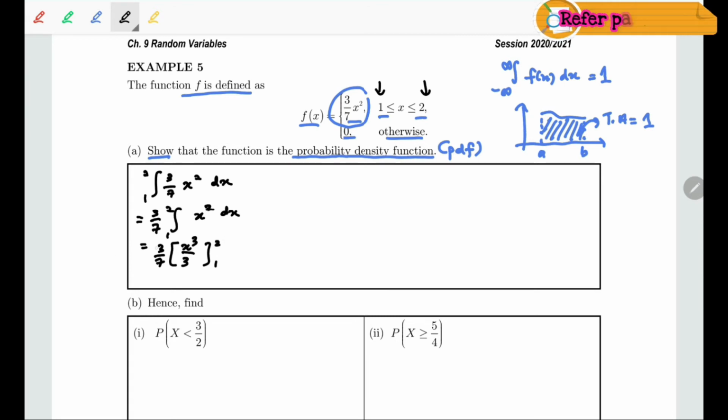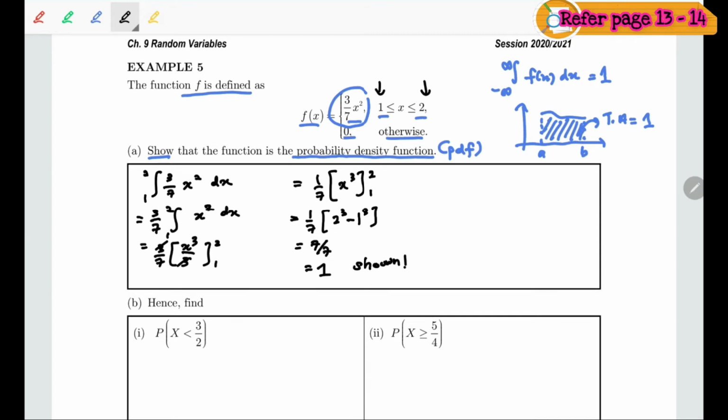Since we have 3, we can cancel out the 3 over 3. Then we have 1 over 7 of x cubed with the limit 1 until 2. Then we substitute the limit, and we get 2 cubed minus 1 cubed, which gives you 7. So 7 over 7 equals 1. So we have shown that this is the PDF for the continuous random variable, since it satisfies the property that it must equal 1.